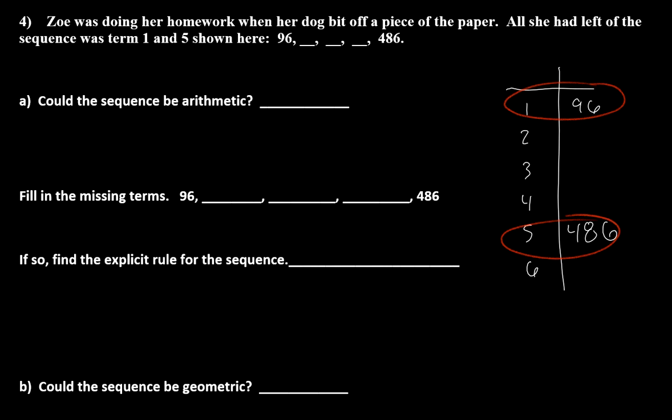Another way I might want to look at this is if I start at 96, I'm going to have to add a value once, twice, 3 times, 4 times. So I'm going to add the same value, and I don't know what it is, but I'm going to add the same value 4 different times to get to the number 486.